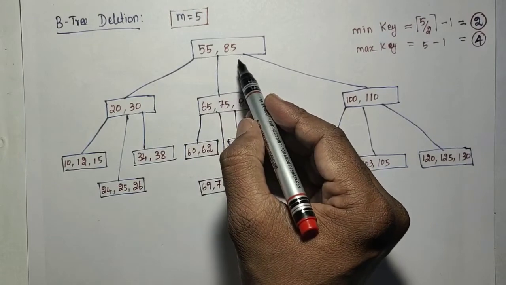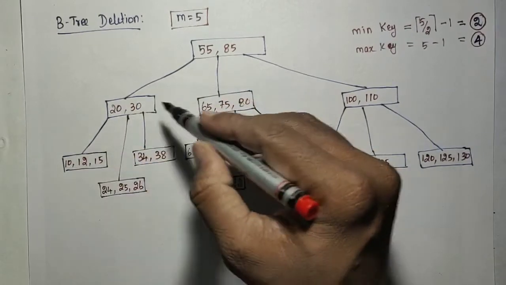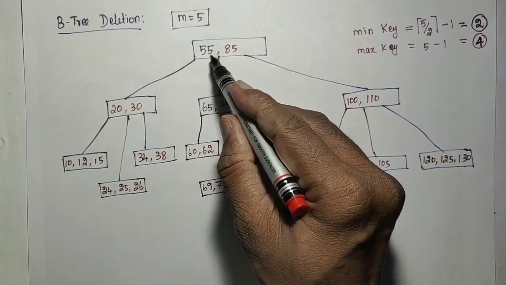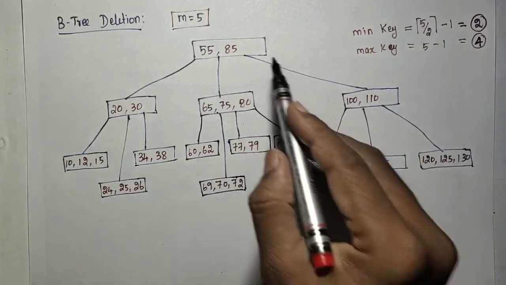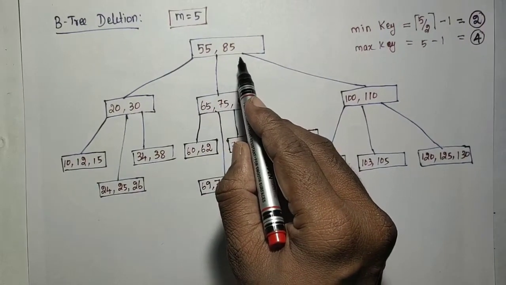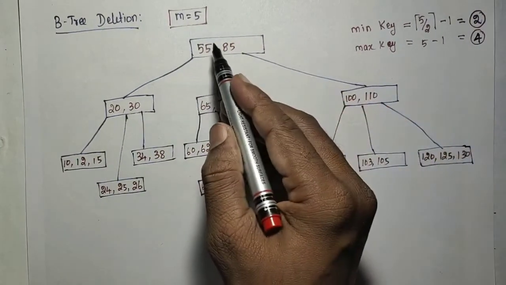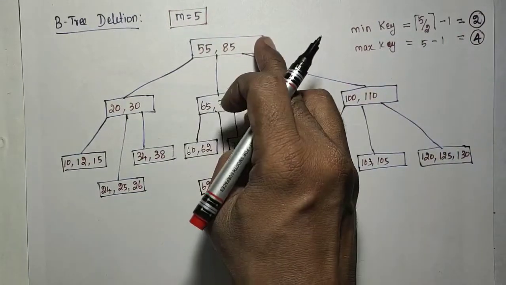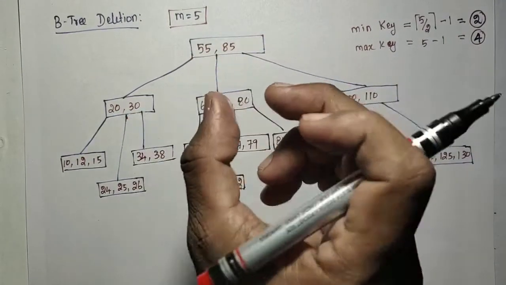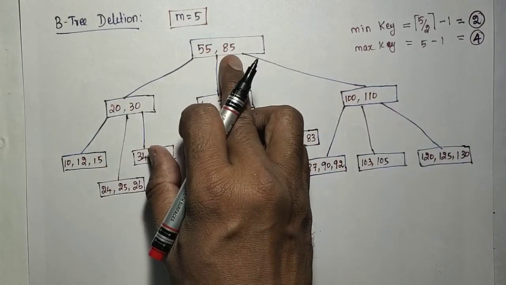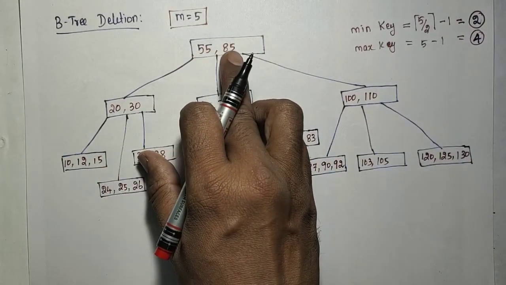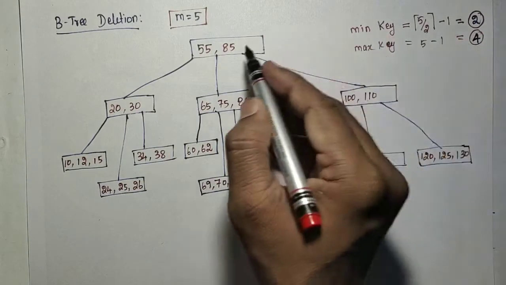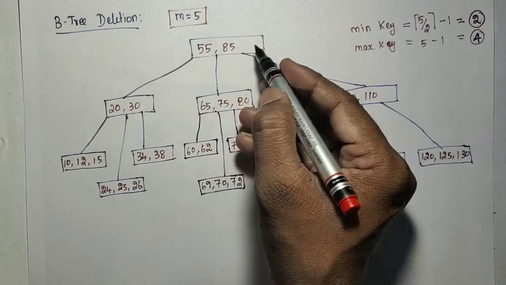55 and 85. The element values less than 55 are in one child, the values in between 55 and 85 are in the next, and the values greater than 85 are in the last. Instead of drawing the node with exactly four boxes, we simply write the elements directly: 55, 85. The maximum number of keys is 4, so we can add two more elements here.